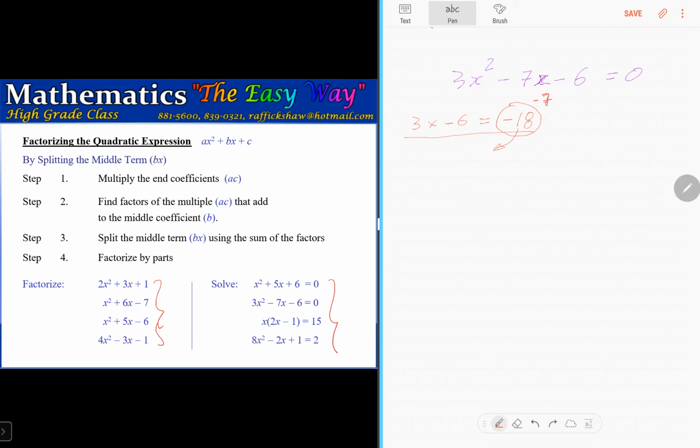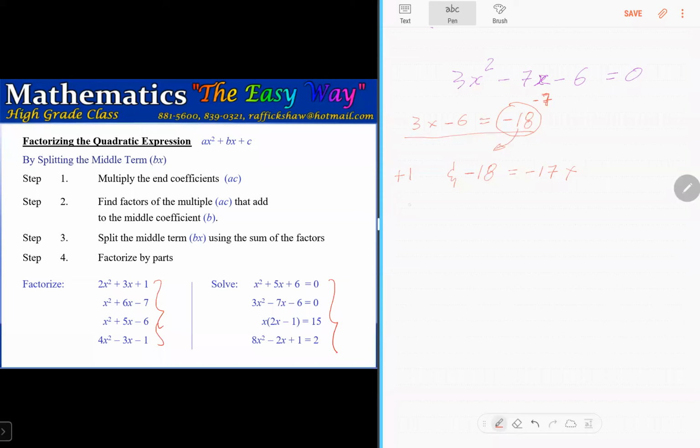All right, let's search for the factors that we want. The first two factors of 18 are 1 and 18. Give the larger one the negative sign and the smaller one the positive sign. Those are factors of negative 18, but 1 and negative 18 add to negative 17. You don't want negative 17, you want negative 7. So put an X on that, you don't want that, and go to the next two factors of 18.